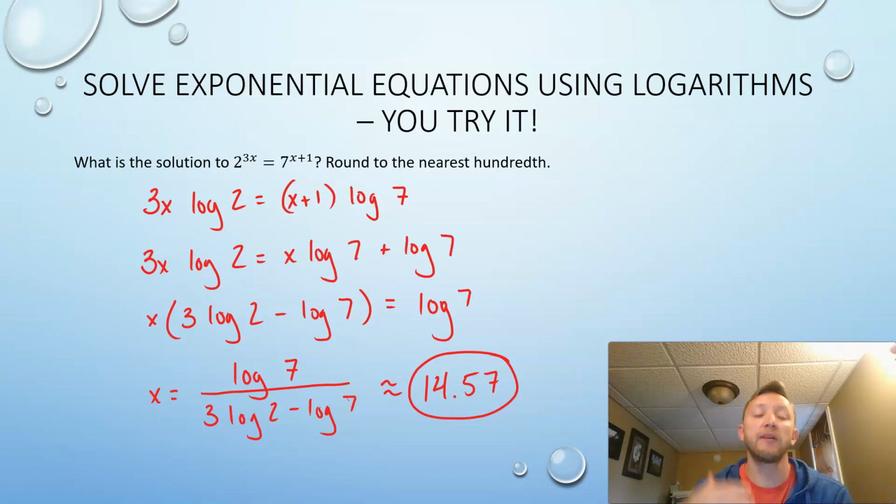So just like the book did, I'm going to do this in, again, 2 steps all in one. I subtracted x log of 7 from both sides. So I had 3x log of 2 minus x log of 7. But I recognize that both of those terms have an x. So I factor an x out. So we'd have x times the quantity 3 log of 2 minus log of 7 equals log of 7 on the right. So I'm going to divide everything by that 3 log of 2 minus log of 7. And when you do that, again, doing that on your calculator, I'd encourage you to do that in 2 steps. You get approximately 14.57 when you round it to the nearest hundredth.